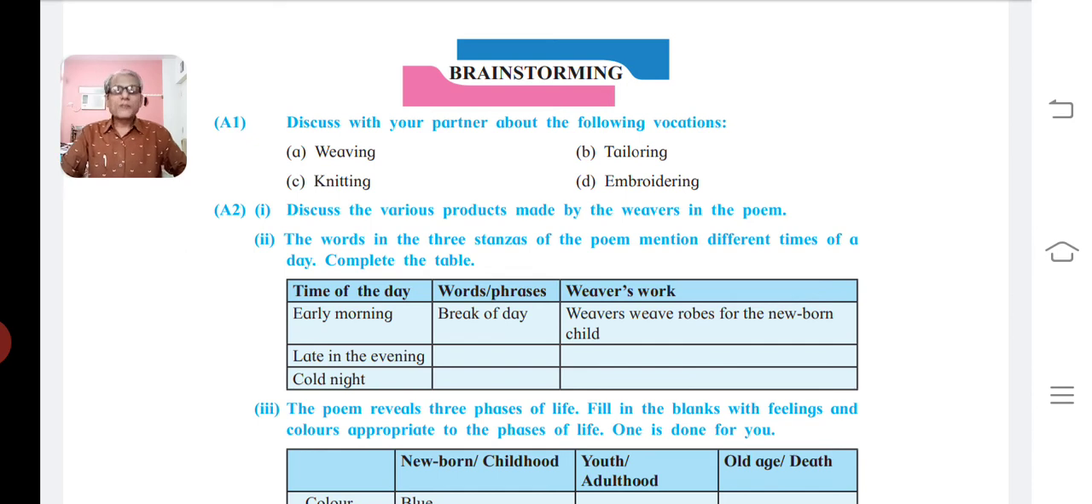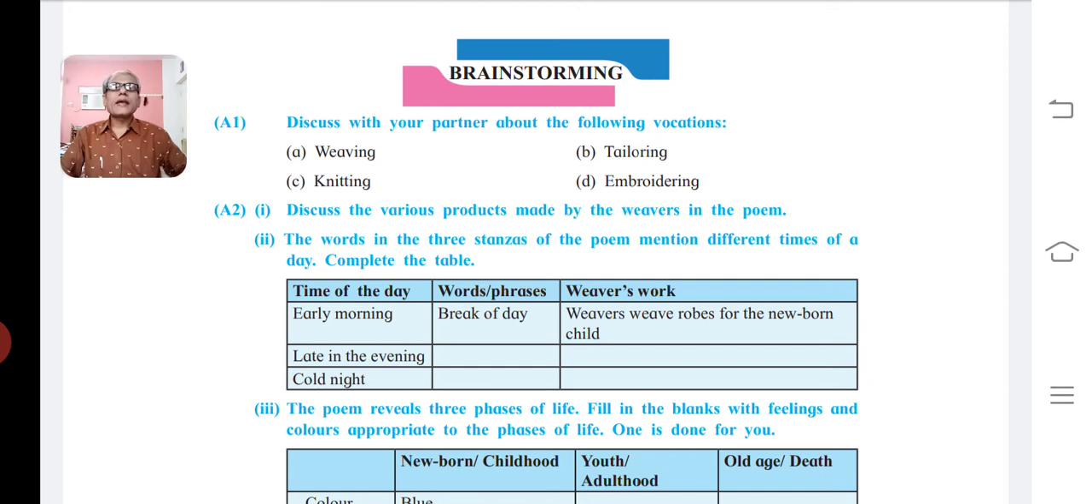So friends, let's start with the brainstorming section first. Open your textbook of English and see the brainstorming section on page number 101 of your textbook, or you can also read the activities in the brainstorming section on the screen in front of you. So let's start with it.